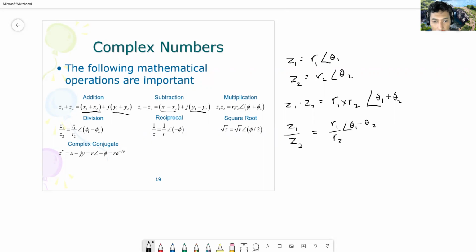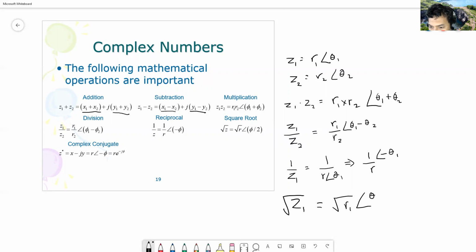Okay. For the reciprocal, for example, you are required to have 1 over z1, meaning 1 over r angle theta 1. The result of this is 1 over r, and the angle is negative theta 1. Okay, and for the square root, if you are required to square root z1, what you need to do is square root the magnitude, but the angle must be divided by 2. So this is the basic mathematical operation for complex numbers, and if you don't remember this, you need to refresh again, because this will be used in our class.